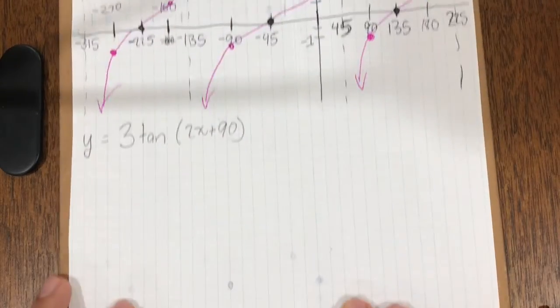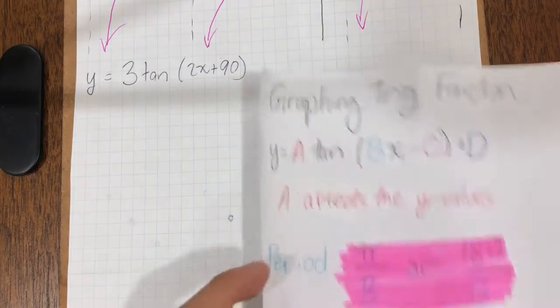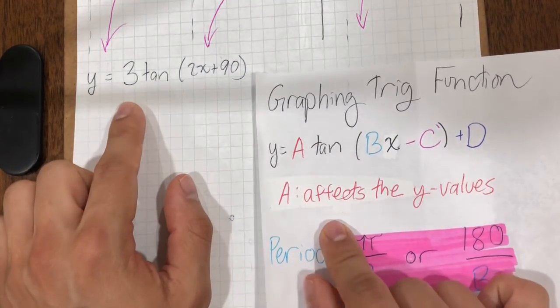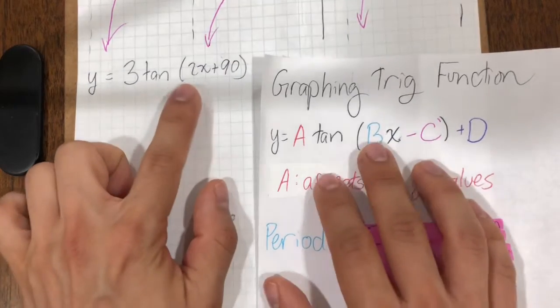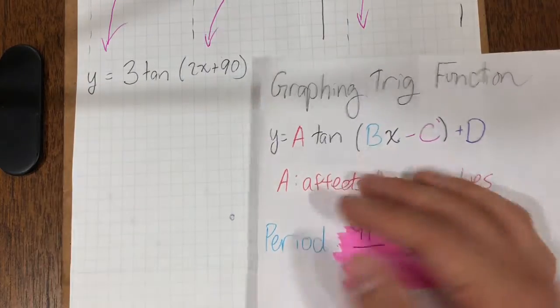So for this one, we have 3 times tan of 2x plus 90. With that one, I need to find all my information. You see that we have 3 in the same spot as A, which affects the y values. Then we have 2 for B, and then we have plus 90 for C. All right.